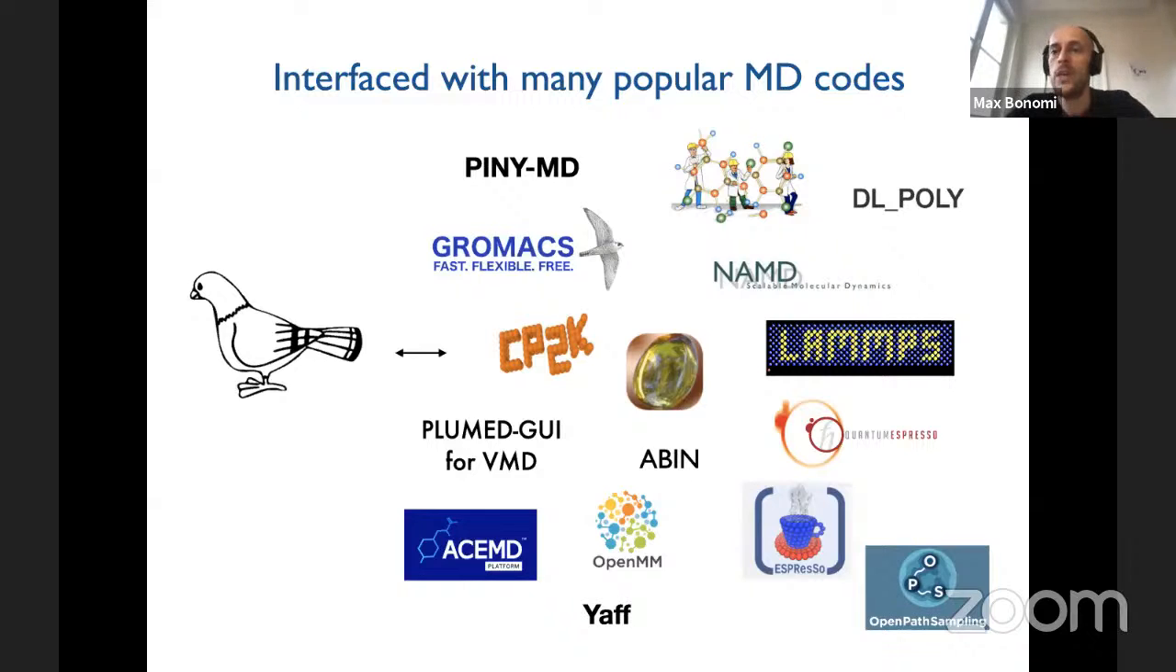You need to work together with a molecular dynamics code. And as of today, we work with several codes like GROMACS, NAMD, LAMMPS, OpenMM, AMBER, and the list is growing with time.